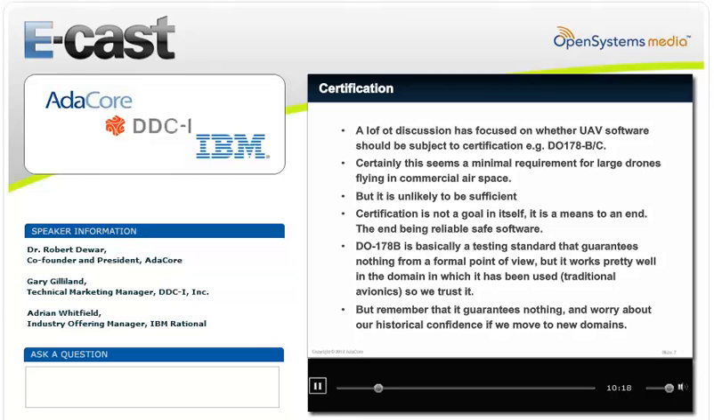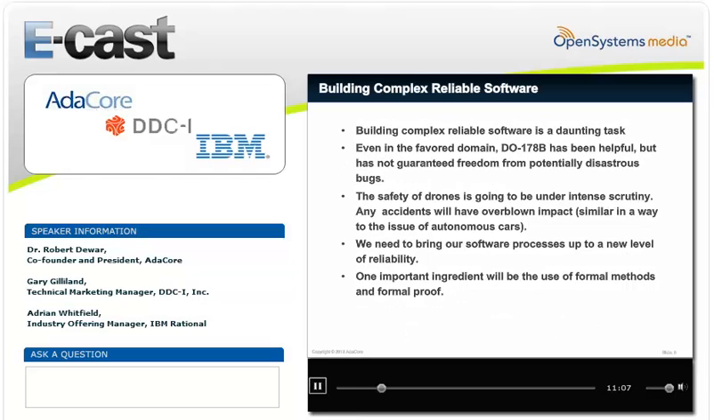But still, it's worked amazingly well in the domain in which it's been used, traditional avionics systems. That I am aware, there's never been an accident on a scheduled commercial aircraft that can be tracked back to a software bug. So we tend to trust that standard in practice. But it doesn't guarantee anything, and we should worry about extending that trust, that historical confidence, when we move to new domains. We can't just assume that it will happen to work as well in those new domains, and that's, I think, an important thing to bear in mind. So building complex, reliable software is a daunting task.